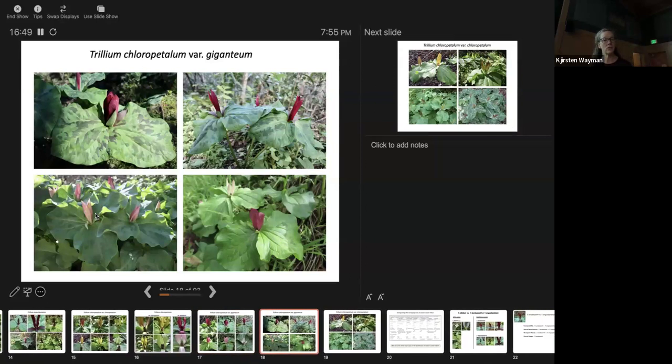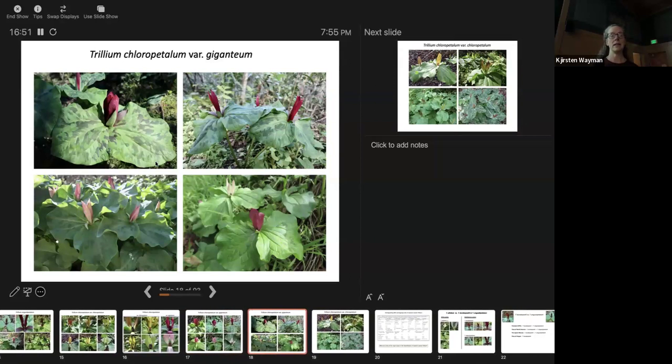In a population of Trillium chloropetalum giganteum, you'll see these petal color variations within a population. So these three photos here, the wider petals, the taller, narrower, and even these pink petaled plants, these are all in the same population, just different parts of the trail. Down here, these two, different petal color and shape, are occurring right next to one another.